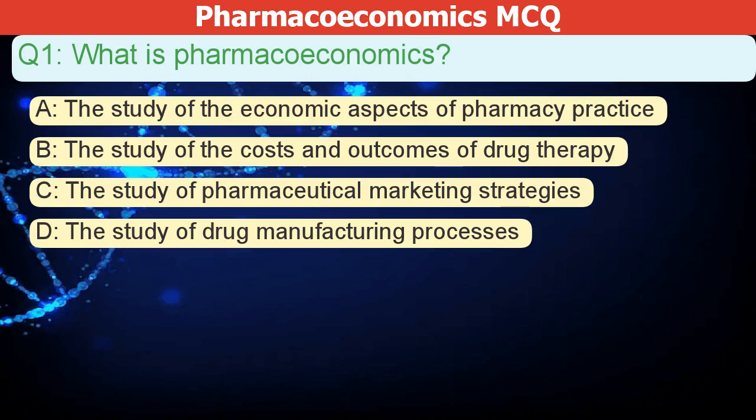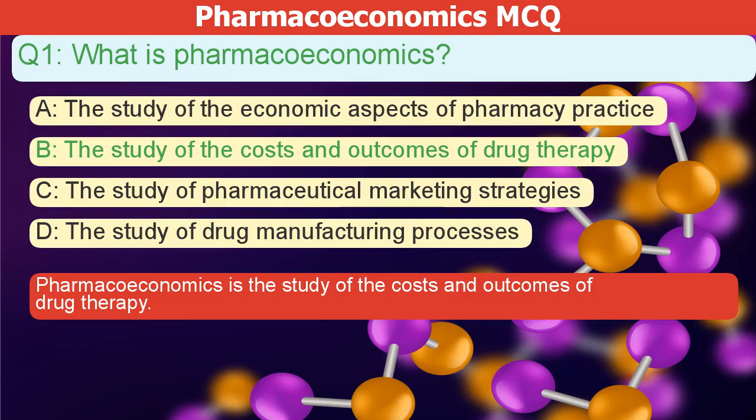What is pharmacoeconomics? A. The study of the economic aspects of pharmacy practice. B. The study of the costs and outcomes of drug therapy. C. The study of pharmaceutical marketing strategies. D. The study of drug manufacturing processes. The correct answer is B. Pharmacoeconomics is the study of the costs and outcomes of drug therapy.